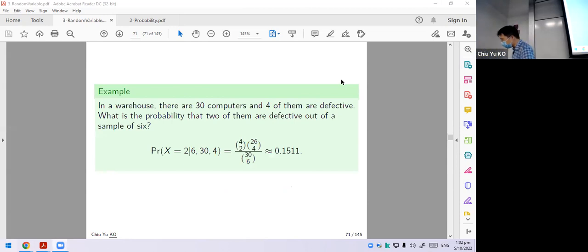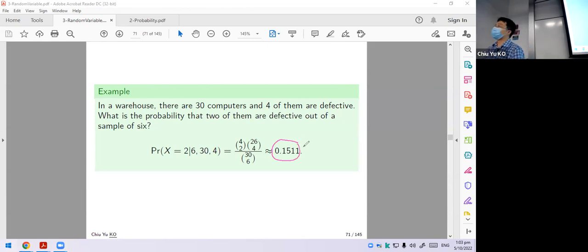Let's say a warehouse, and there are 30 computers, 4 of them are defective. The question is, what's the probability that 2 of them are defective out of a sample of 6? It's very unlikely, because you say 30 computers and only 4 are defective. But without going into detail first, the probability is 15%.